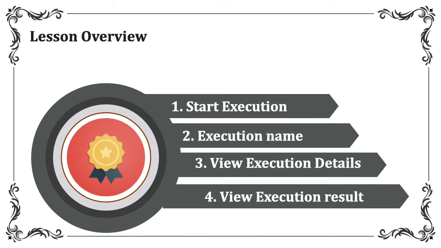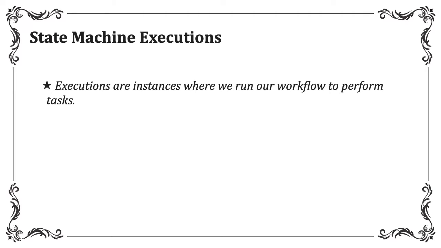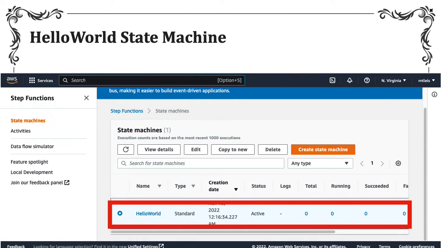Before starting, let's understand what an execution is and check the state machines that we already created. So the state machine executions are instances where you run your workflow to perform tasks. Now we understand what an execution is. Let's open the state machines that we have created in Step Functions.